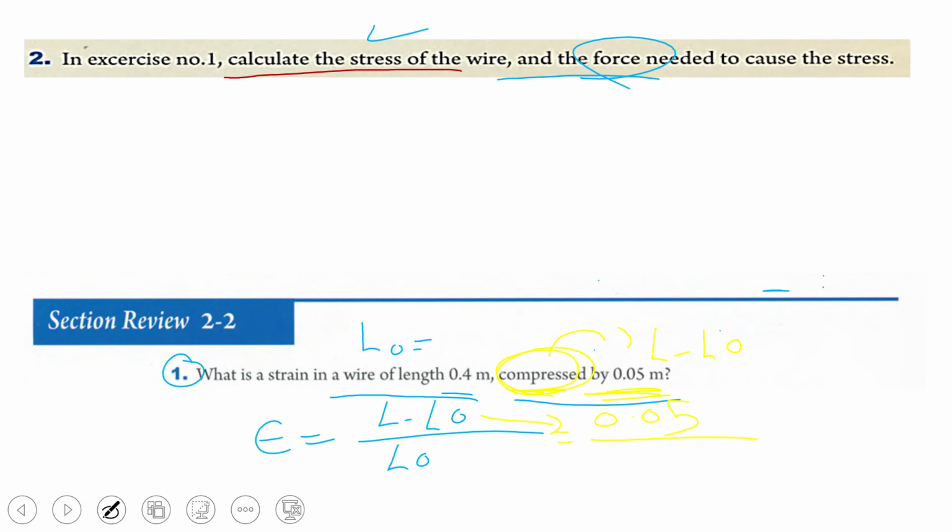The other one, the length, is 0.4. So divide both, and the answer becomes 0.125. Because there is no unit, it's unitless, so just divide. That one is elongation because it's written compressed. The other is just L naught.